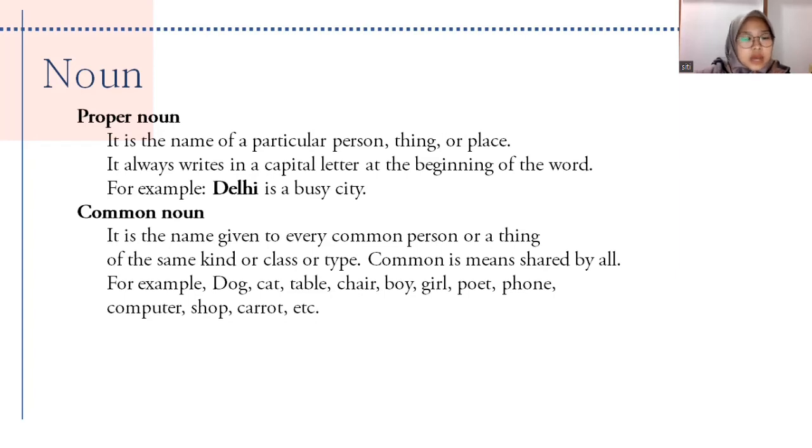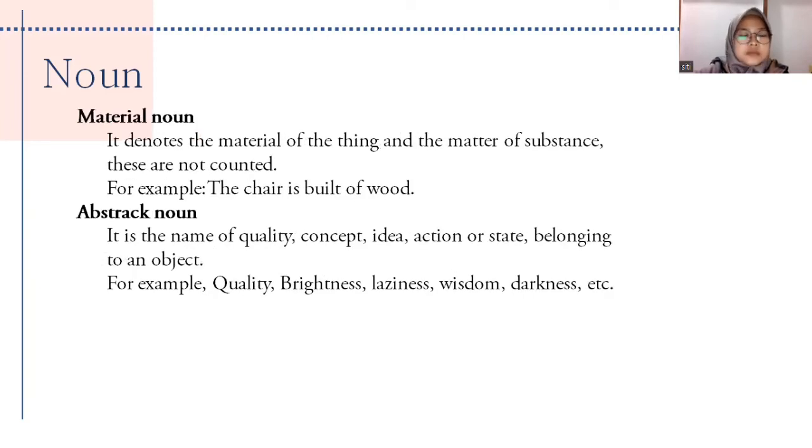And the next is common noun. Common noun is the name given to every common person or thing of the same kind, class, or type. Common means shared by all. For example, dog, cat, table, cave, boy, girl, food, phone, computer, shop, carrot, and etc. And next is material noun. It denotes the material of a thing and the matter of a substance. These are not counted. For example, the chair is built of wood.